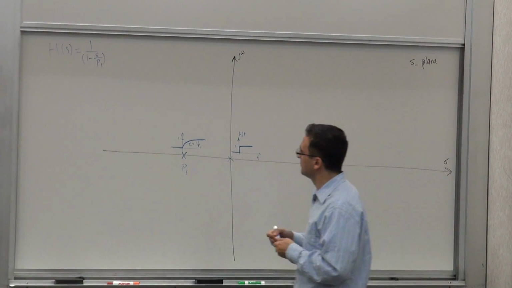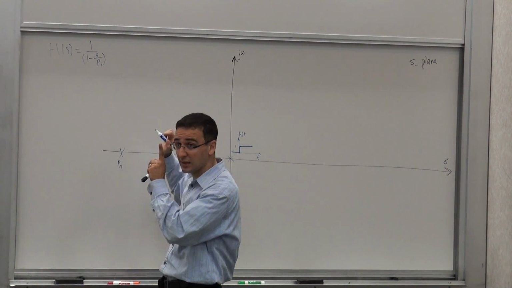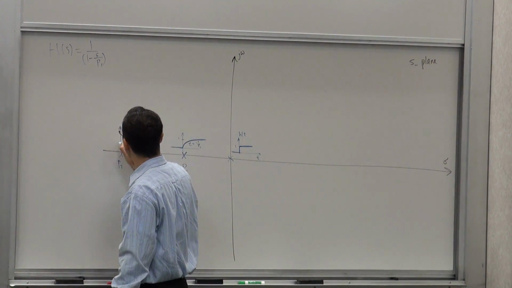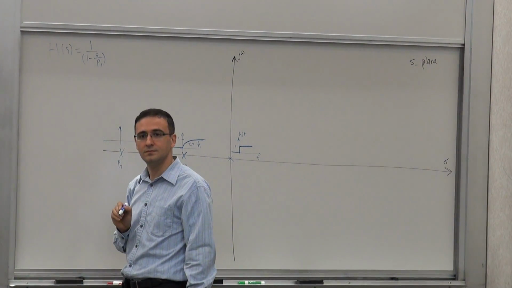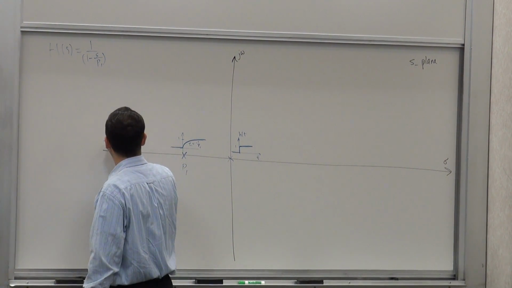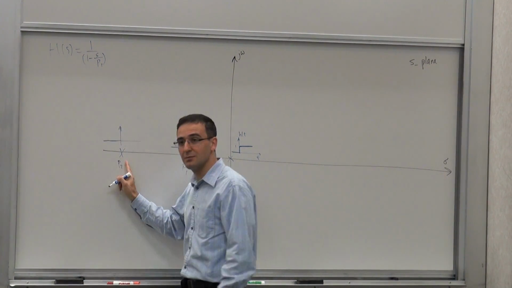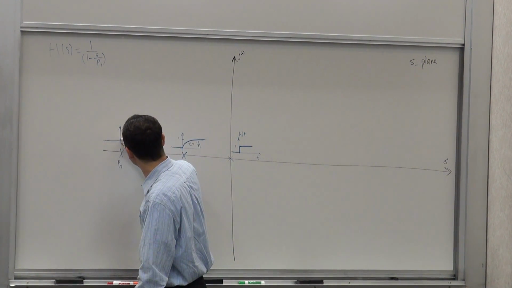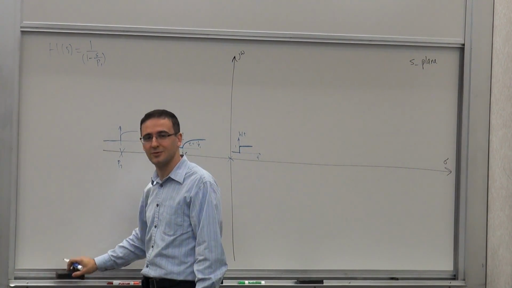Now, what if the pole is farther down here? Let's say p2. I still have a single pole system; I'm just changing the frequency. How would this impulse response look? Would the time constant of this be larger or smaller? It's smaller. This is a higher frequency pole, going up in frequency from 0, so this will have a faster response.